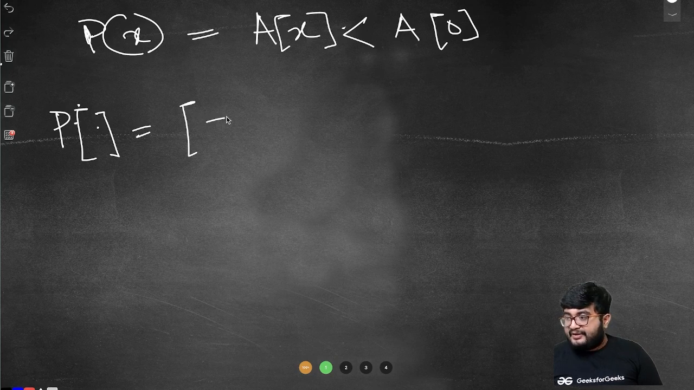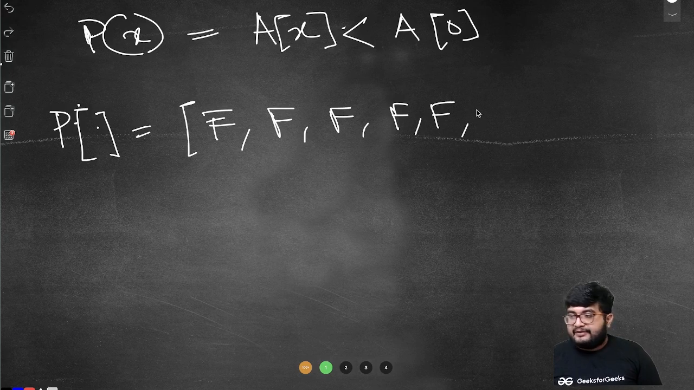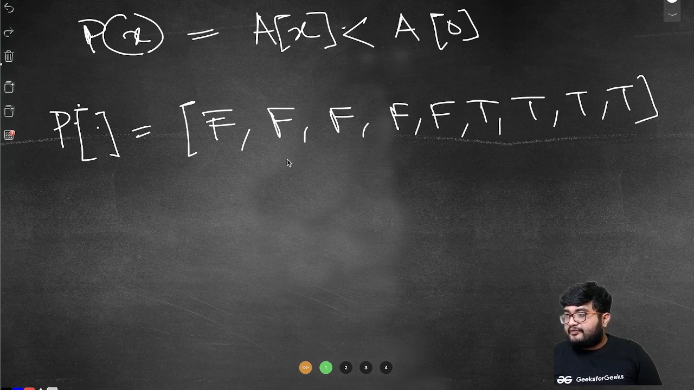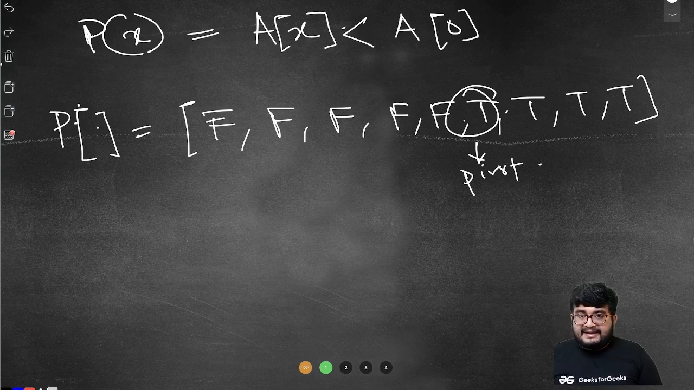Initially, all of them will be false because all the elements will be greater than A of 0, until we find the pivot element. From the pivot element, it will become true because all the elements are less than A of 0, right? So we have an array like false, false, false, true, true. We have to find the first occurrence of true. This will be the pivot, right? And how do we find the first occurrence of true? We can use binary search for this.